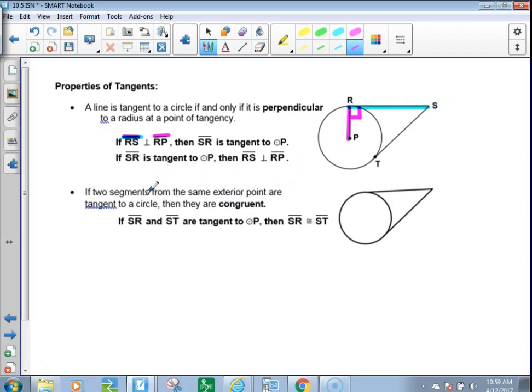The other thing about tangents that we're going to use today is if two segments from the same exterior point, these are both tangents, and this is a common exterior point out here. If they both come from the same point, then these tangents are congruent in length. So SR and ST, well, S must be out here then. Let's label it. And R here at the point of tangency, and T down here at that point of tangency. So if RS and ST come from S, the same point, then they have to be the same length.